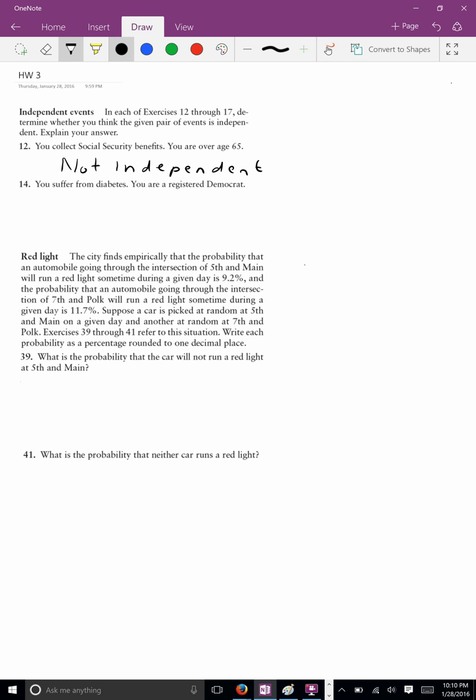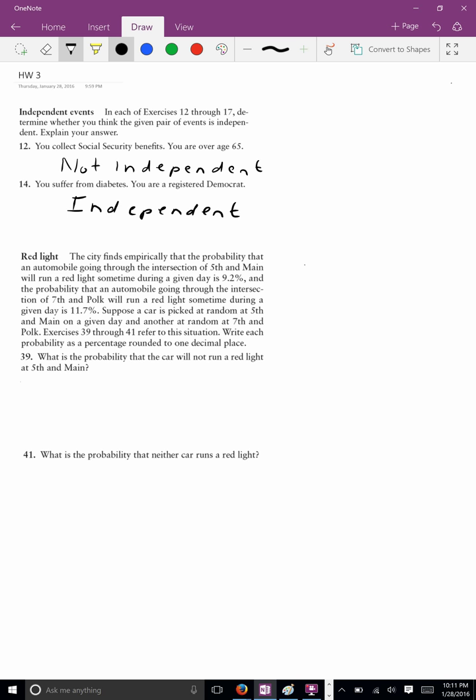Okay, so the second question is looking at the two events that you're going to suffer from diabetes and you're a registered Democrat. We want to know, are those independent? And the answer is yes, because one of these conditions does not affect the likelihood that you're going to have the other. Okay, and again, most of these are common sense. One way you can do it is you can ask yourself, are registered Democrats more likely to suffer from diabetes? Well, obviously no. If you become a registered Democrat, are you all of a sudden more likely to have diabetes? No. Okay.